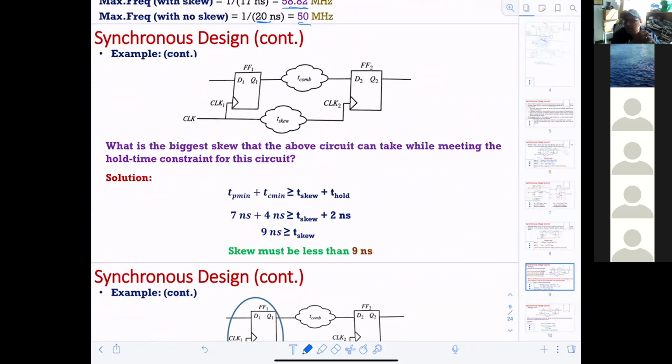In that case, my skew was 3 nanoseconds, so I'm safe, right? But if I found my skew to be like 11 or 12, then there's a violation. We have to either decrease the maximum frequency or make a modification on the circuit. I'm going to stop here and ask, is it clear so far?